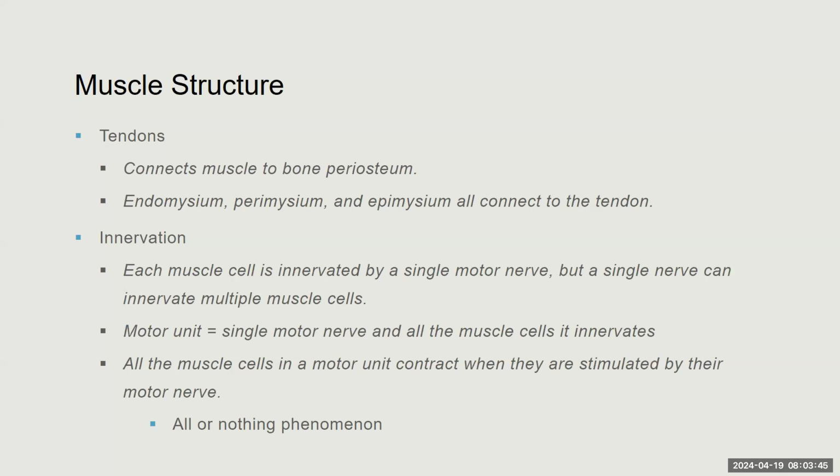Obviously we know that tendons connect muscle to bone via the periosteum, and actually the endomysium, perimysium, and epimysium all connect to the tendon. That's something good to know. As far as innervation, each muscle cell is innervated by a single motor neuron, but a single nerve can innervate multiple muscle cells. A motor unit is considered a single motor nerve and all of the muscle cells that it innervates. And we have the all-or-nothing phenomenon, which is that all of the muscle cells in a motor unit contract when they're stimulated by their motor nerve. So anything connected to a single motor nerve is either all on or not firing at all.